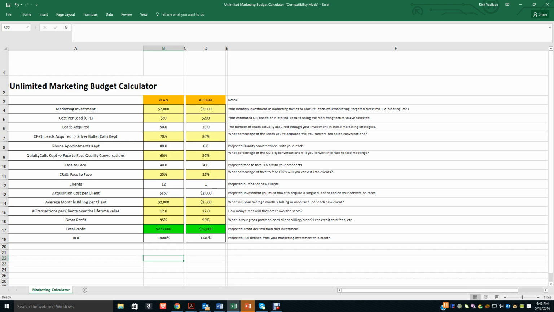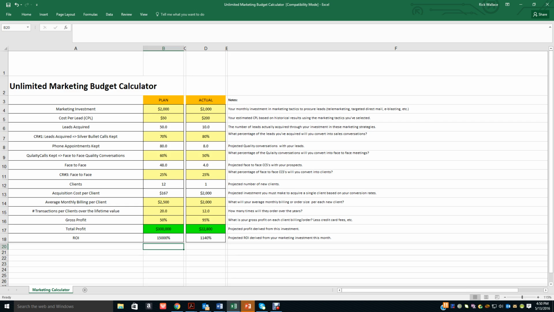The average monthly billing per client, this is really kind of a billing or what the order value is. So let's say we sell things and on the average our order value is $2,500. Number of transactions per client over the lifetime value of the client. So let's say that our average client buys from us 4 times a year, and they usually stay around for 5 years. That would be 4 times a year over 5 years, so 20 transactions with that client over the lifetime value of that client. A gross profit on those items, let's say that our gross profit is 50% gross margin.